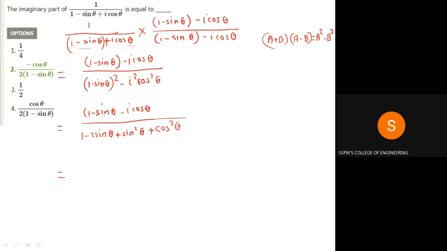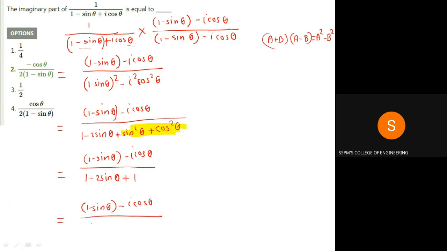Now in the next step we can write 1 minus sine theta minus i cos of theta divided by this. See this, what is this? Sine square theta plus cos square theta. What is the value of sine square theta plus cos square theta? It is 1. So it is 1 minus 2 sine theta plus 1. The next step, what can we write? 1 minus sine theta minus i cos of theta divided by this 1 plus 1, which is 2 minus 2 sine theta.